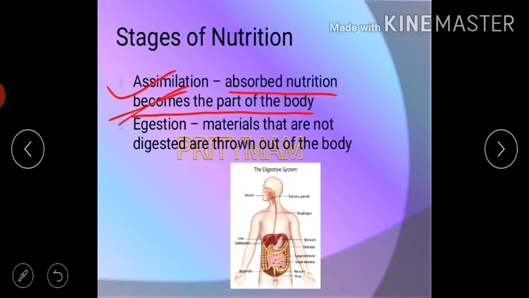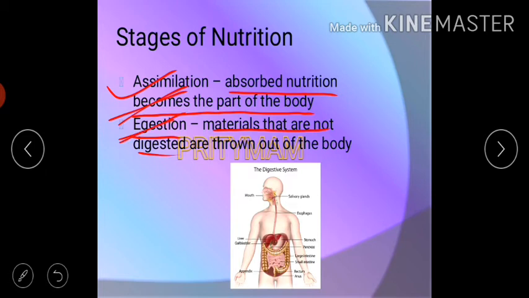And the last and final stage, the fifth stage of nutrition, is egestion. The process by which materials that are not digested, because there are many materials like fibers and seeds that are not digested by the body, are thrown out of the body, is called egestion.